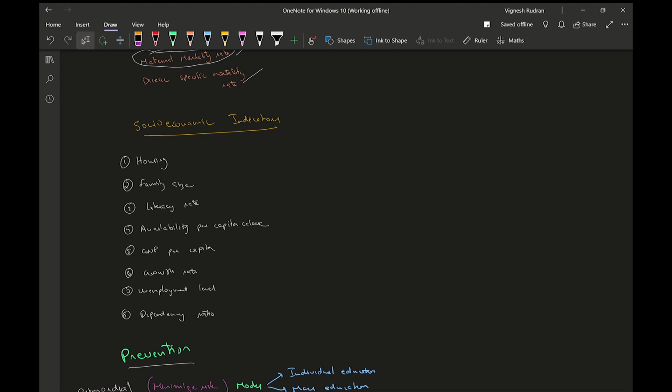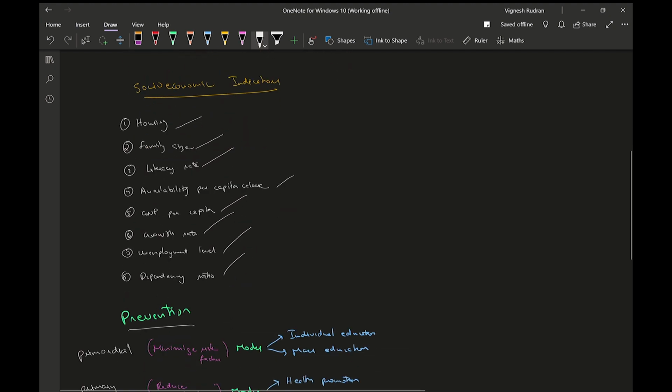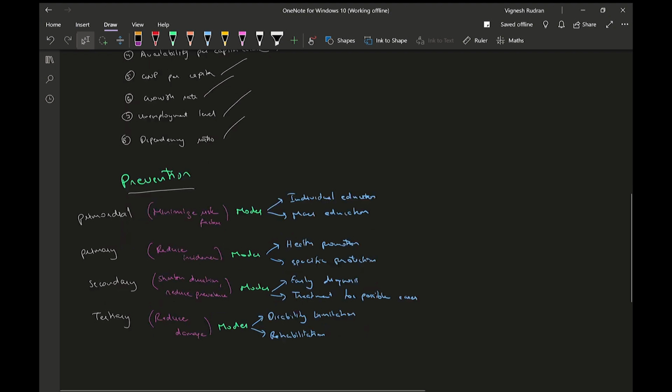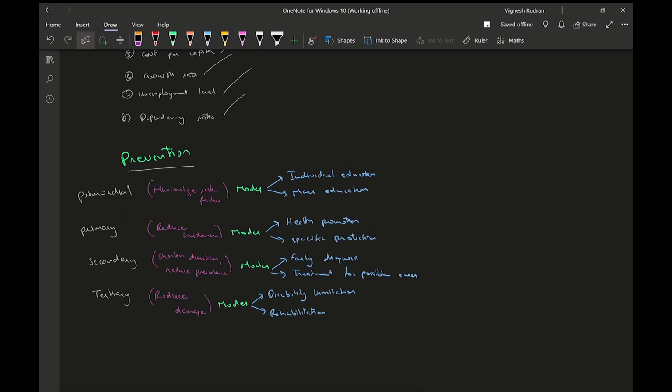So coming back to socio-economic indicators, the various indicators are your housing, family size, literacy rate, your availability of per capita calories, your GNP, your growth rate, your unemployment level, and your dependency ratio. So all these are your socioeconomic indicators. You need to know in detail about each of them.